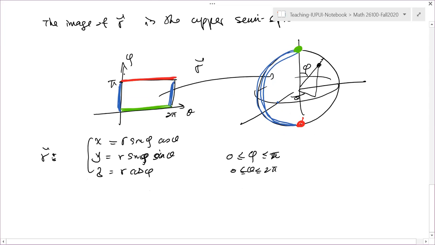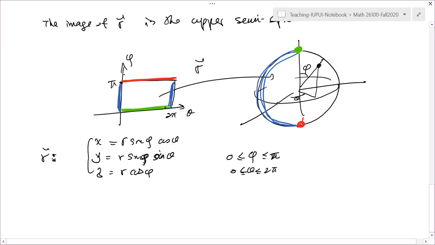So that is an image. It's not on the boundary of the rectangle. The map is not one-to-one. Those two vertical lines are mapped to this great circle from north pole to south pole. Everything else inside is fine.